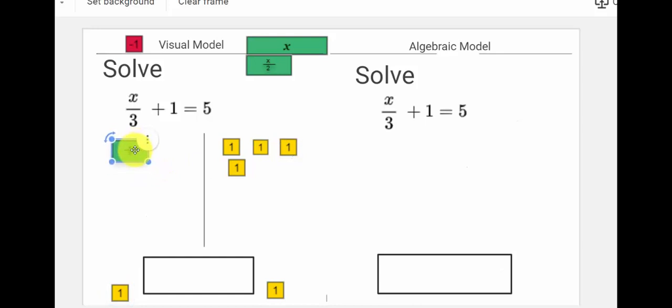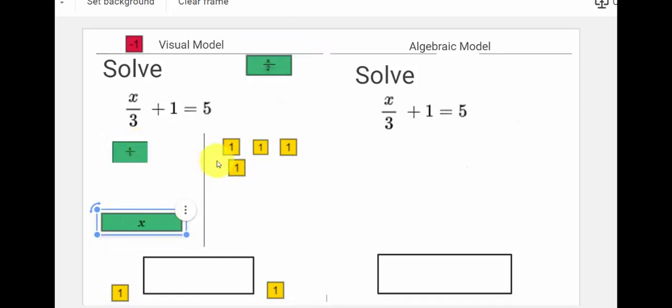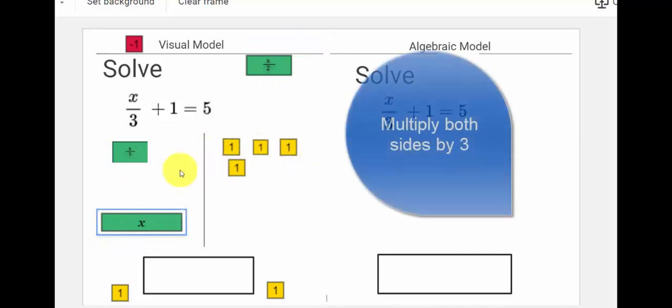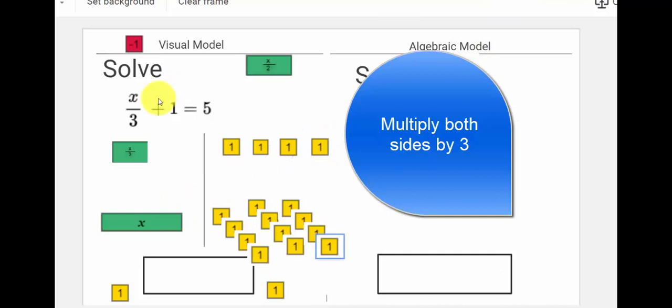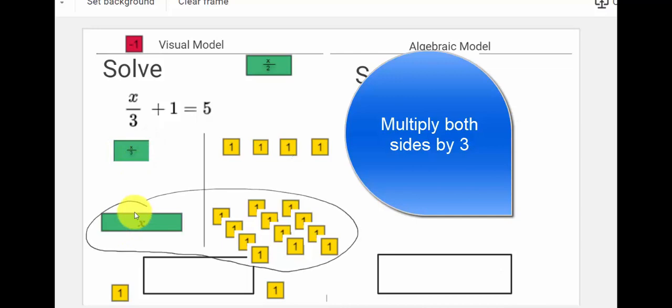We're going to say, well, if a third of x equals 4, then what does x equal? Well, x must equal 4, 8, 12. We're going to do 3 groups of these, so I'll just type that in. So now if a third of x equals 4, then a whole x must equal 12, because I'm going to triple each side. x equals 12.